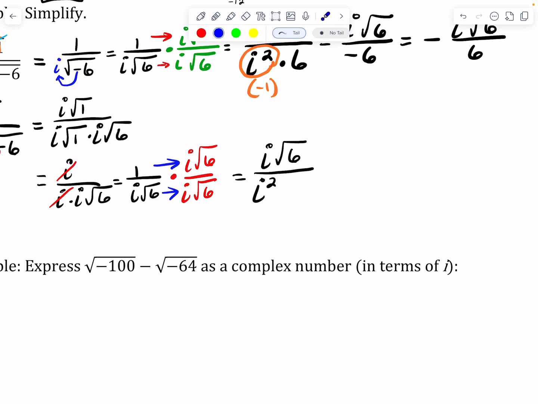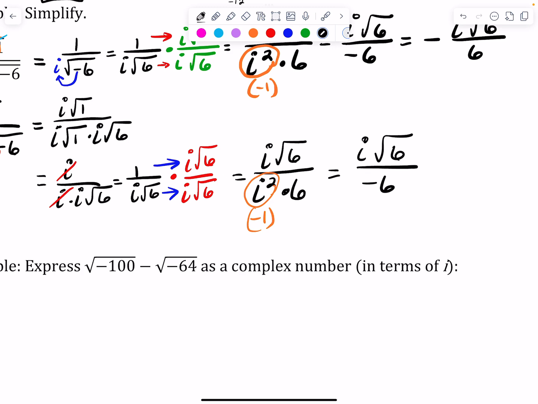Then we have the square root of 6 times the square root of 6, which just equals 6. So now we're going to replace this i squared with a -1. And that's going to give us i square root of 6 over -6, which is the same thing we just did.